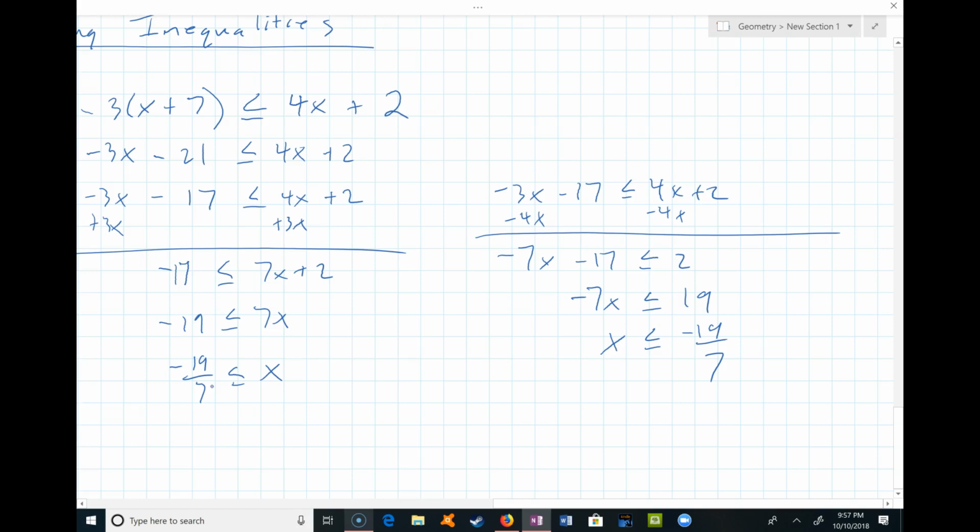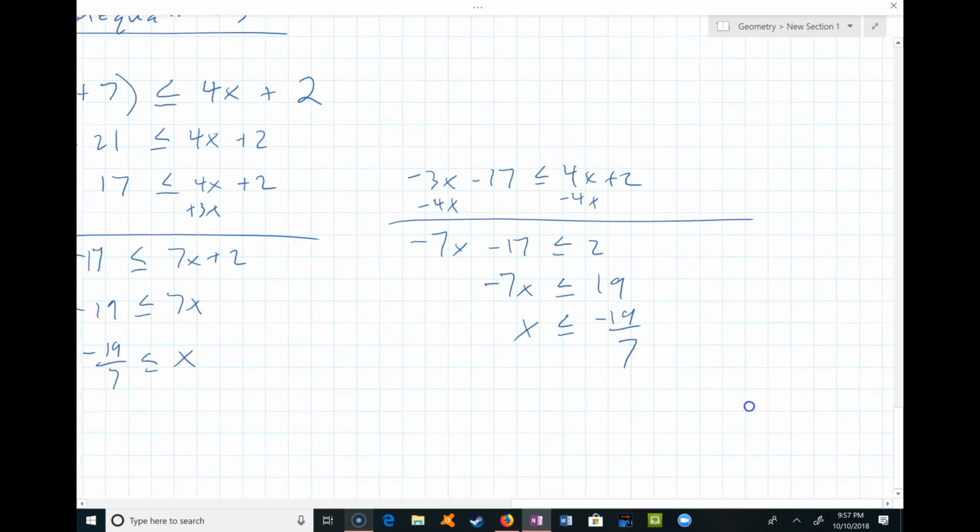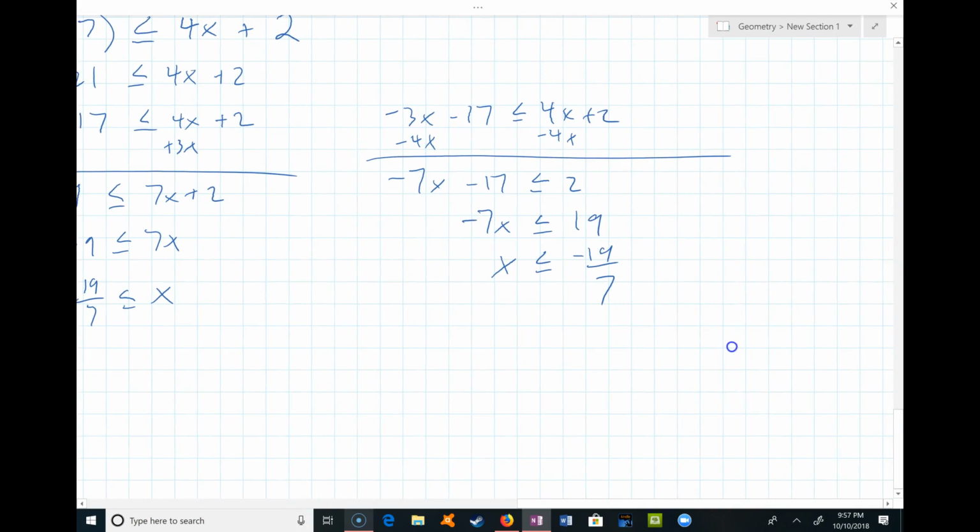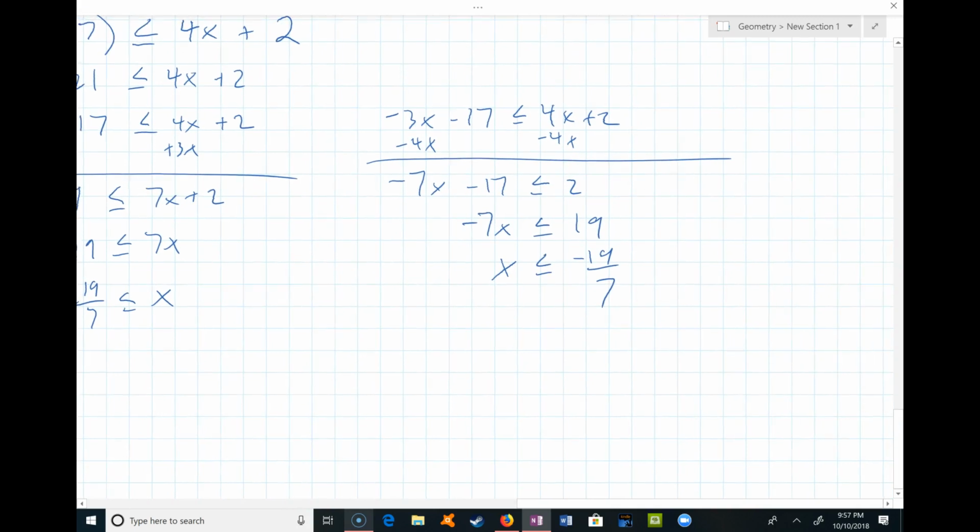And that's the rule that I mentioned. When you're solving inequalities, you treat it just like an equation in all ways, except if you ever have to multiply both sides by a negative number or divide both sides by a negative number. You can see here, to get from this step down, I divided both sides by negative 7. So when you divide both sides of the inequality by a negative number, or multiply both sides by a negative number, you have to change the direction of the sign.